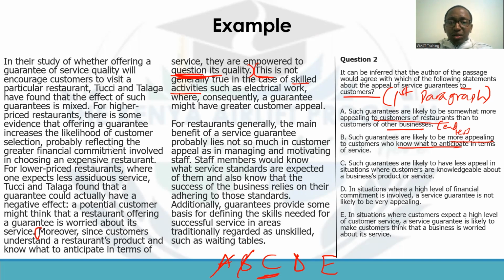See, in situations where a high level of financial commitment is involved, a service guarantee is not likely to be very appealing. So again, this is the opposite, because we know that for higher priced restaurants, there is some evidence that offering a guarantee increases the likelihood of customer selection, probably reflecting a greater financial commitment involved in choosing an expensive restaurant. So we know that these guarantees have a more likelihood of the customers finding it appealing. So can I eliminate D?